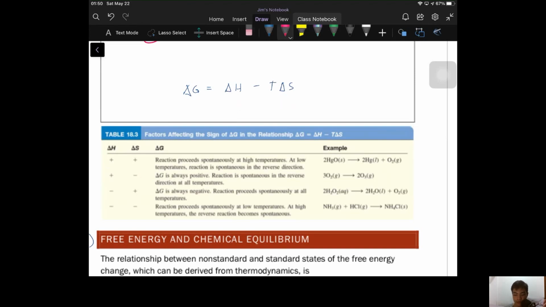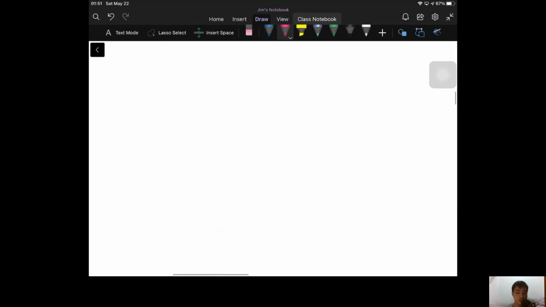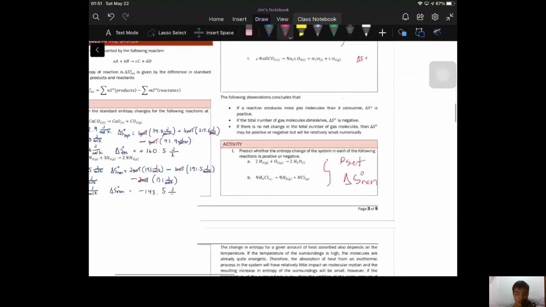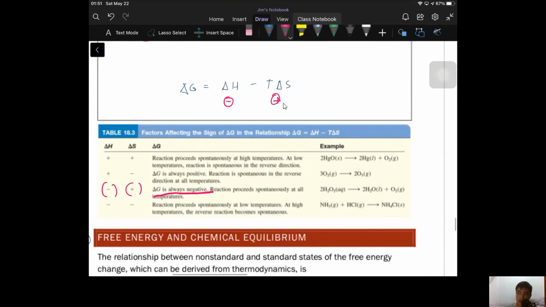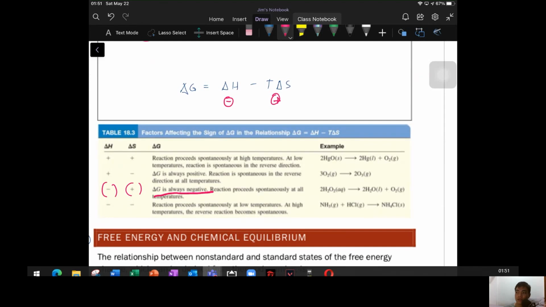Another thing, if you have a negative delta H and a positive delta S, what will happen? So, ito yung kabaliktaran ng kanina. Always negative to. Bakit? Kasi delta S, positive times negative, negative yan. So, you have a negative term here, another negative term there. Ibig sabihin nun, delta G is always negative. Meaning, it is always spontaneous. Okay? So, the reaction is always spontaneous if you have a negative delta H and a positive delta S.